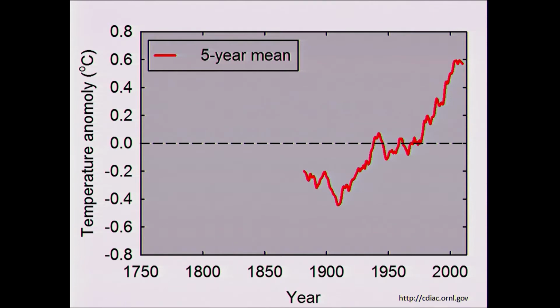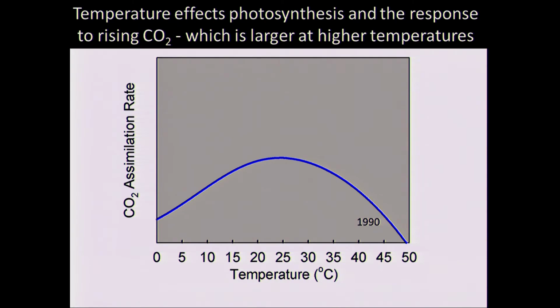In addition to the rise in CO2 concentration, we've also now got an unequivocal rise in the temperature. And this graph shows the temperature anomaly, and it's about a 0.75 to 1 degree rise since the beginning of the Industrial Revolution. And temperature also affects photosynthesis and the response to rising CO2.